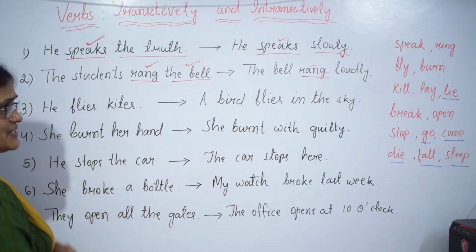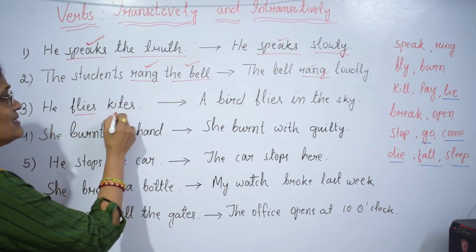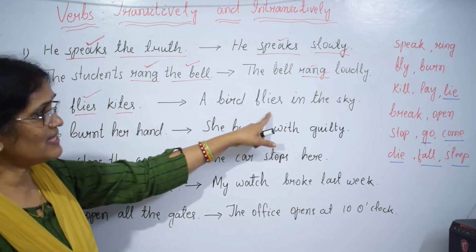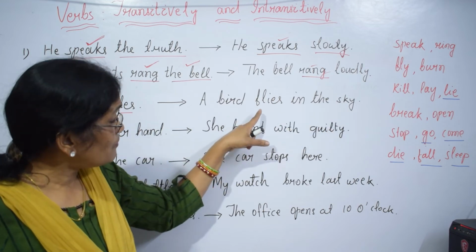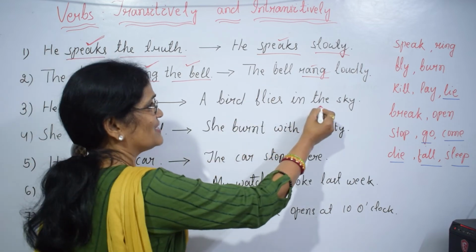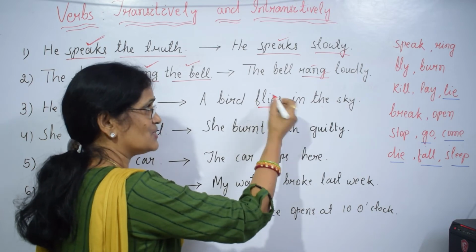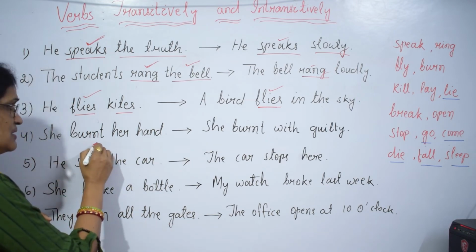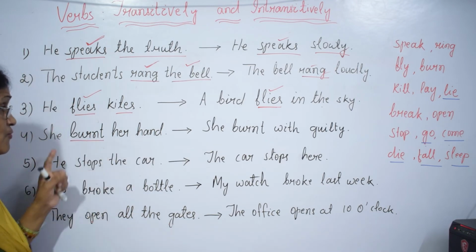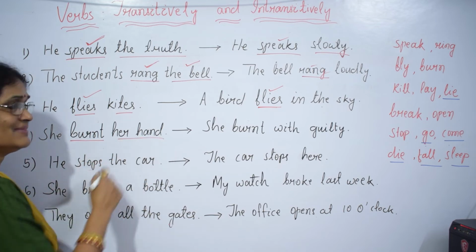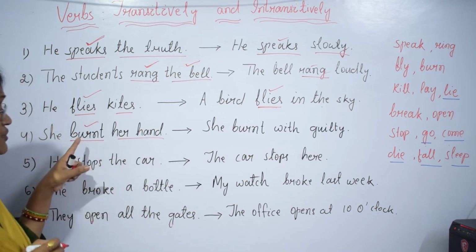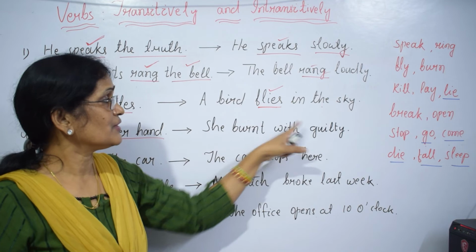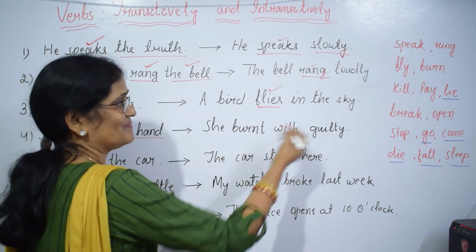He flies kites. Flies what? Kites. So flies here is used transitively. A bird flies in the sky. Bird flies where? In the sky. It answers the question where. So flies is used here intransitively. She washed her hand. Washed what? Her hand. So it is used transitively. She went with guilt. Went how? With guilt. Okay?